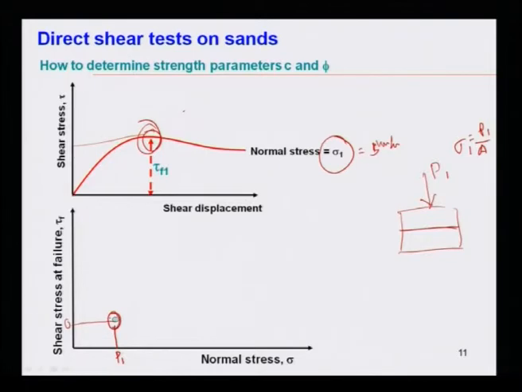From this you are getting your first point, for the first test, corresponding to a normal stress and shear stress at failure. Now, proceed to the second test.